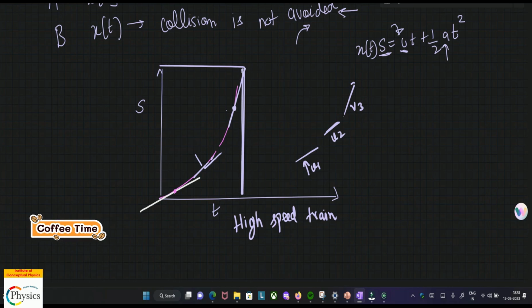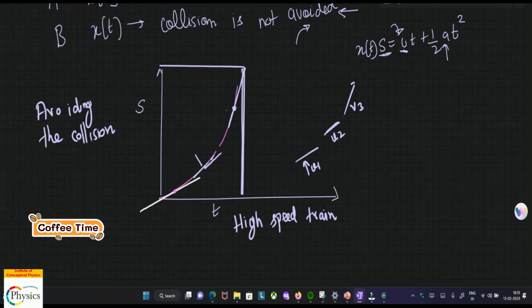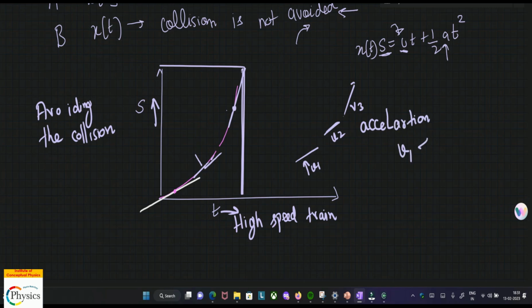So we are drawing which graph? Avoiding the collision, which means you have to apply the brake. You don't have a choice but to apply the brake. And what are we doing it for? High speed train. This is time, this is displacement. Now this graph makes no sense, because the way I've drawn this, it is showing you a clear case of acceleration. Acceleration is not acceptable because it's a deceleration, because v1 is less than v2 is less than v3, or vice versa.